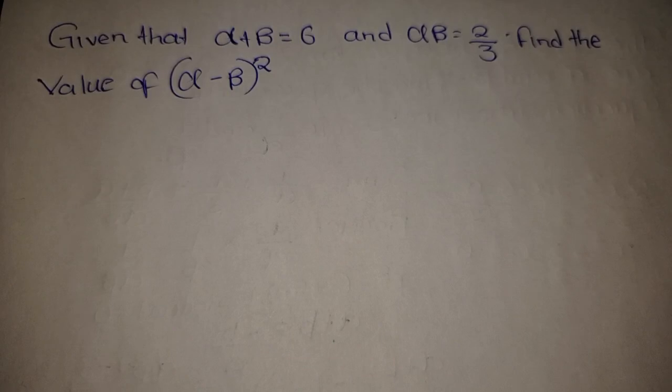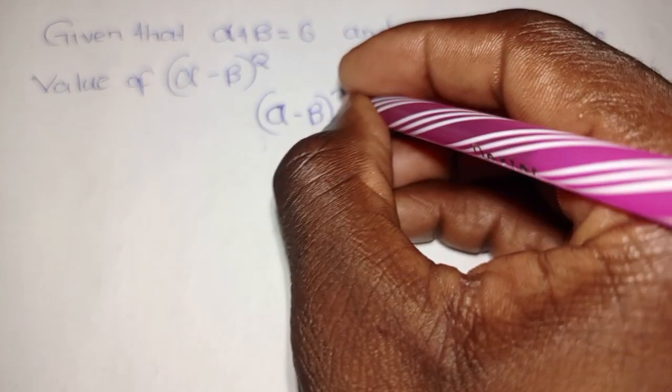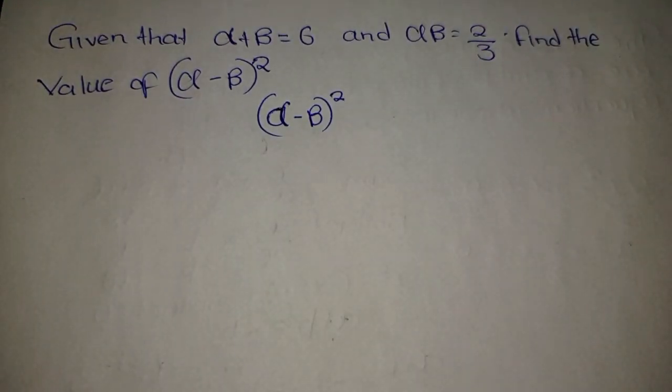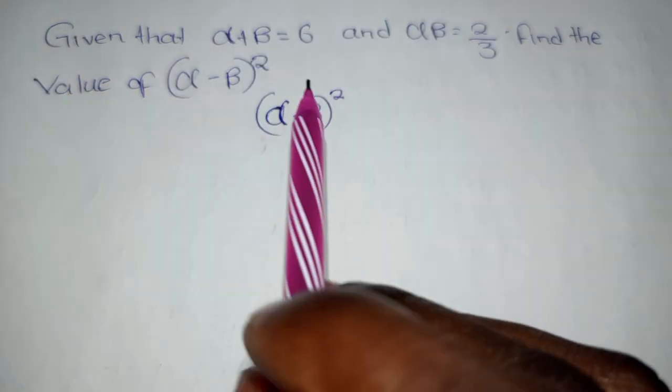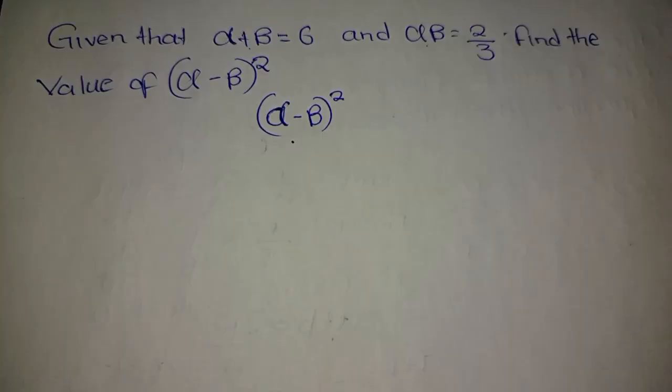So today we have one interesting question under alpha and beta, which is telling us to say, given that alpha plus beta is equal to 6 and alpha beta is equal to 2 over 3, find the value of alpha minus beta. So for us to be able to find the value of alpha minus beta, we need to know for sure that we will never have a difference of alpha and beta. So you need to find a way to expand and simplify this one, where you can have the summation together with the product of alpha and beta.